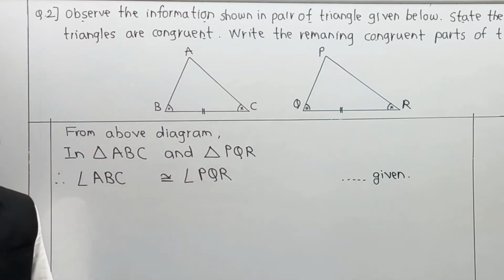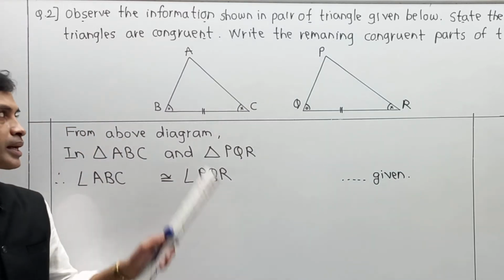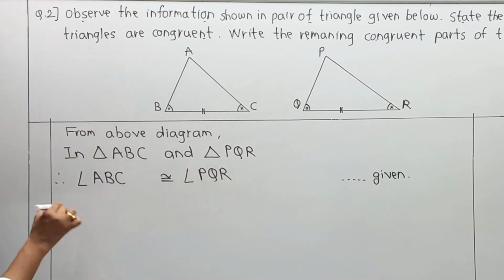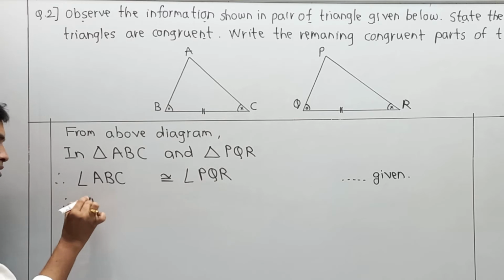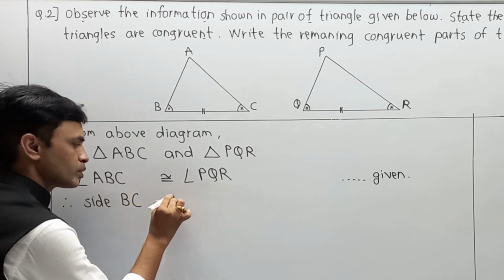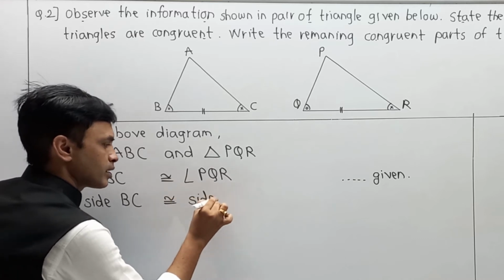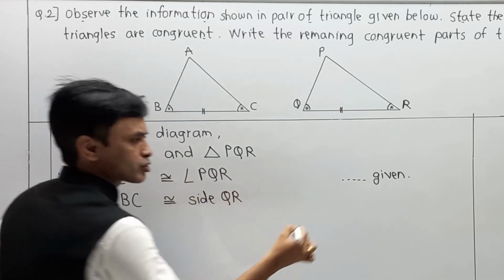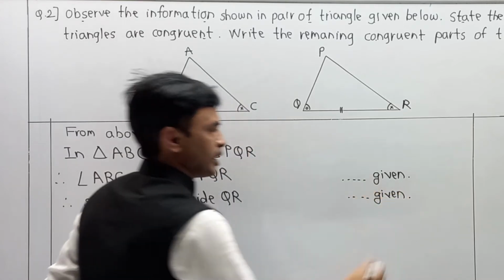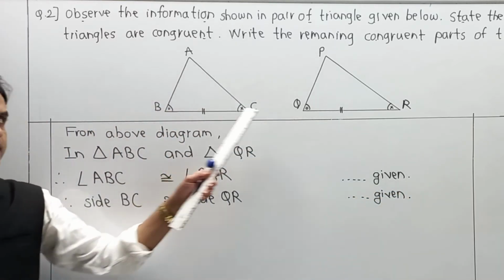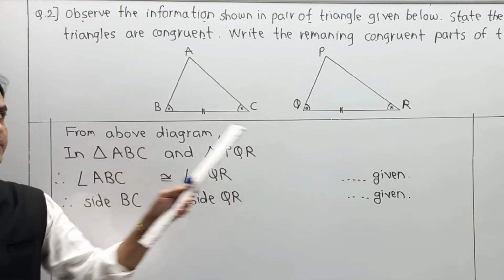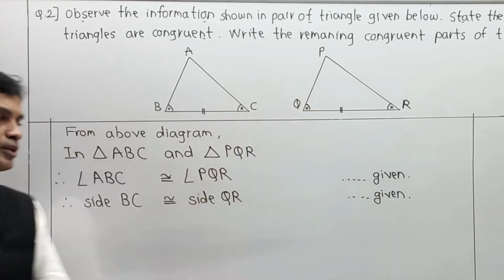Next, they have given the second part over here. What exactly is that part? Side BC is congruent to side QR. So I am going to write, therefore, side BC is congruent to side QR. They are given in terms of a marking, so again I am going to write the reason as given. And third part, angle C is congruent to angle R, but the total name is angle ACB is congruent to angle PRQ.